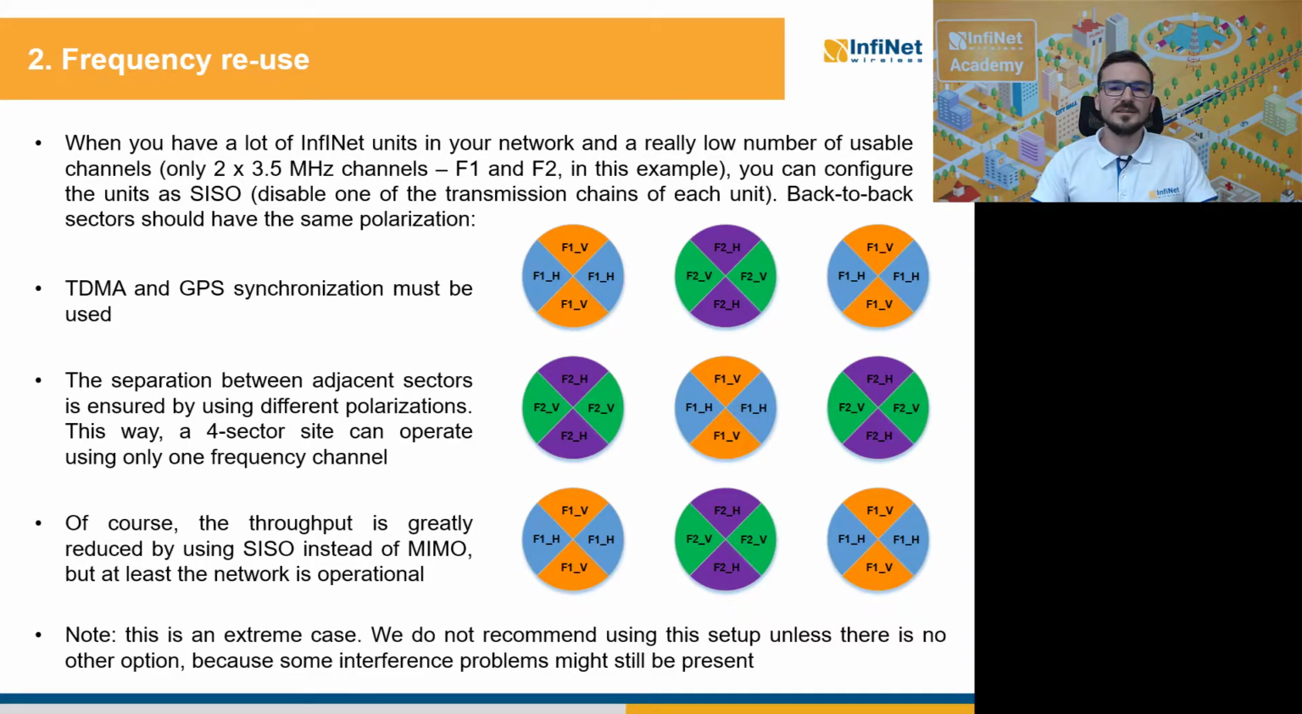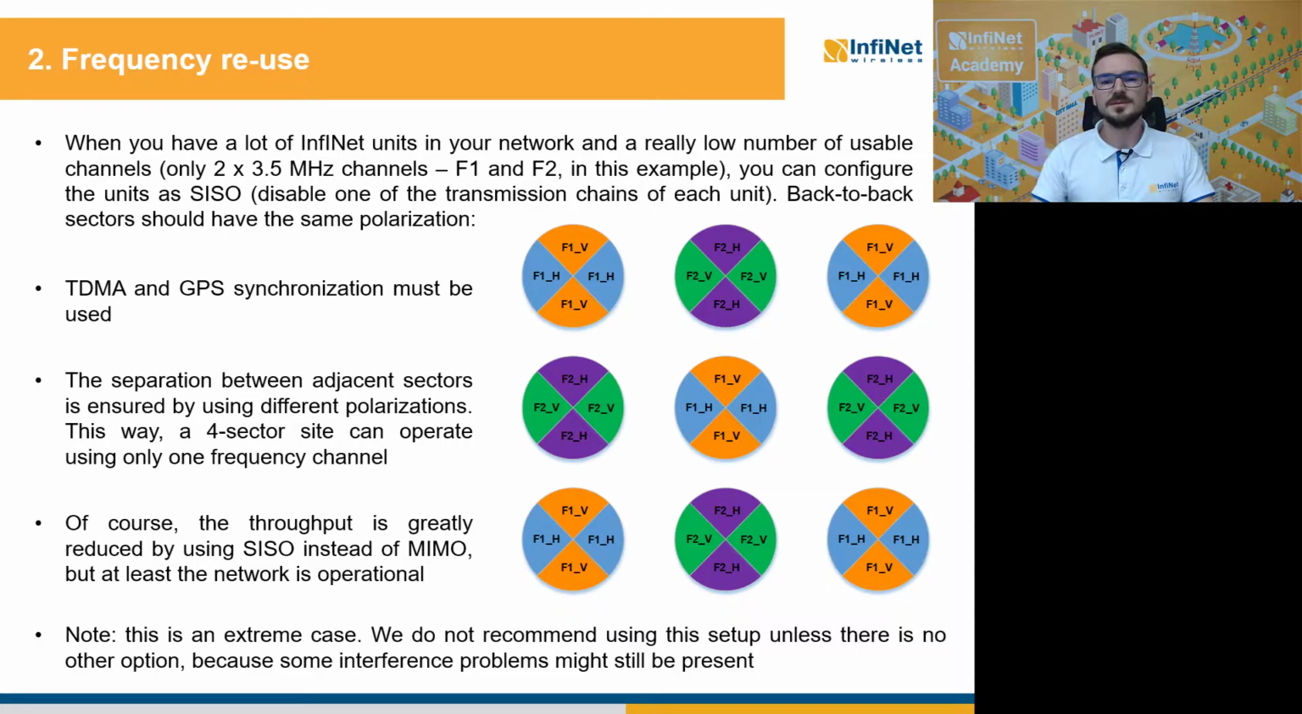But please note that this is an extreme situation. We usually do not recommend using this setup unless it is the only option. So when you have a lot of Infinet units in your network and a really low number of usable channels, only 3.5 MHz channels in this example, obviously you will have a lot of interference between your devices.